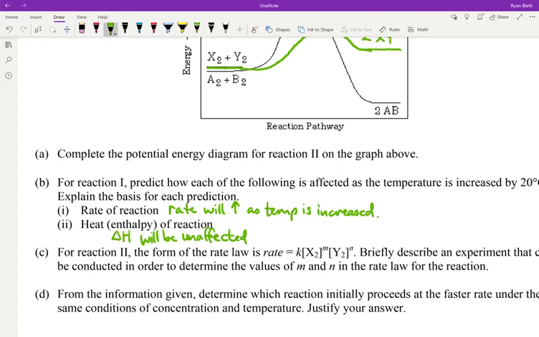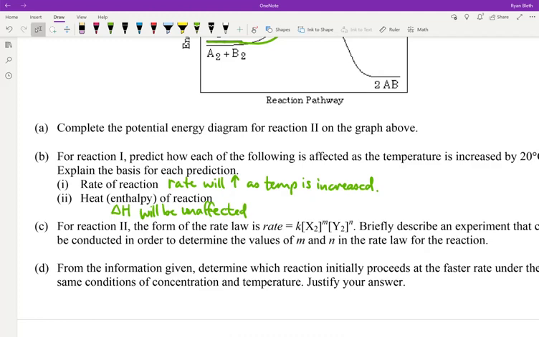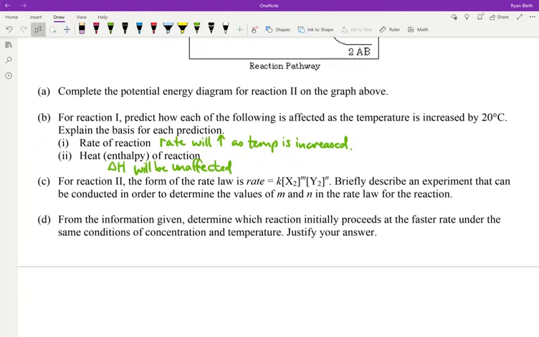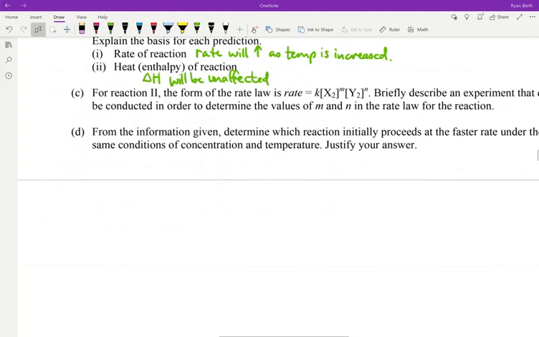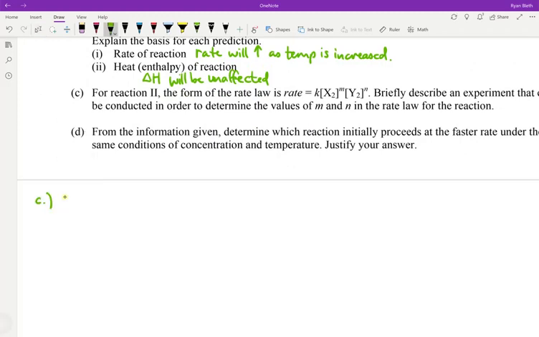Okay. For reaction 2, the form of the rate law is rate equals k x to the m and y to the n. This is the typical form of any reaction rate law. Describe an experiment that can be conducted in order to determine the values of m and n in the rate law for the reaction. When the question is phrased that way, I would say we want to perform an experiment where we do what we see with differential rate laws, with several trials.